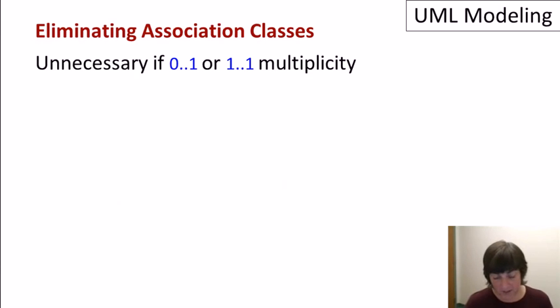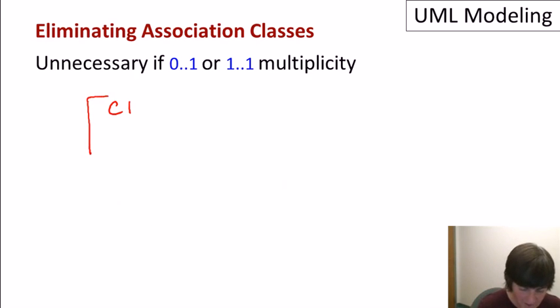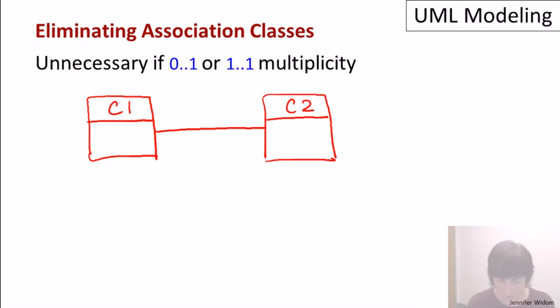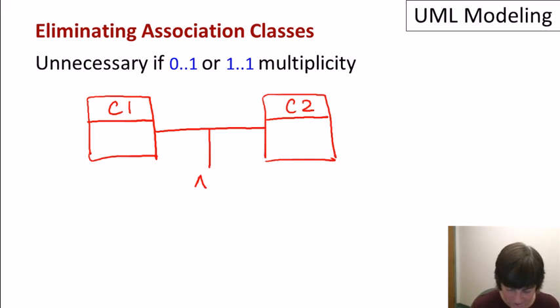Now, sometimes we can make a design that has an association class, and it turns out we didn't really need it. And we're going to come back to multiplicities to see how this can happen. So again, let's take a look at just generic classes C1 and C2. Let's say that we have an association between them, and then we have an association class. We'll just call it AC.